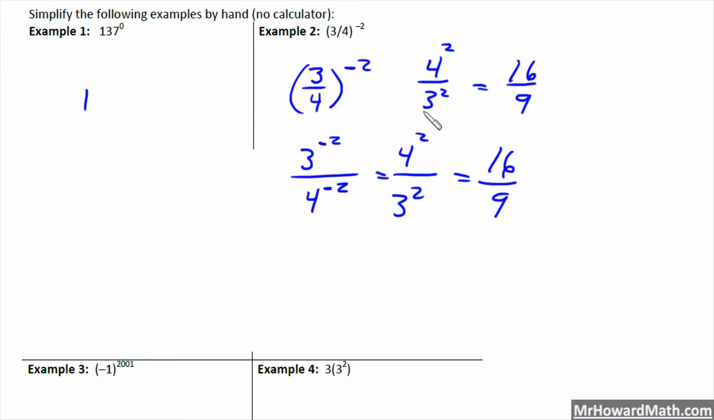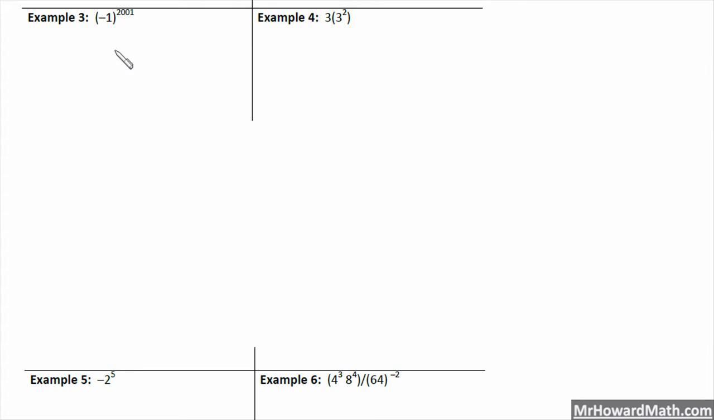Alright, let's move on to the next examples. Okay, example 3 here, we're raising negative 1 to the 2001st power. So the rule is if you raise a negative number to an odd power, the final answer is negative, so in this case it would be negative 1.